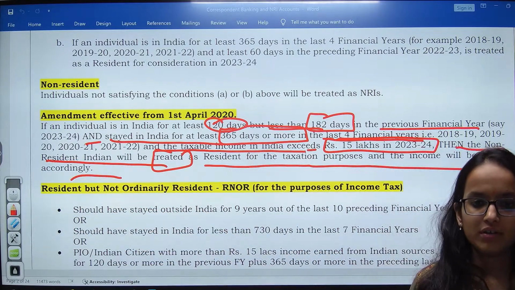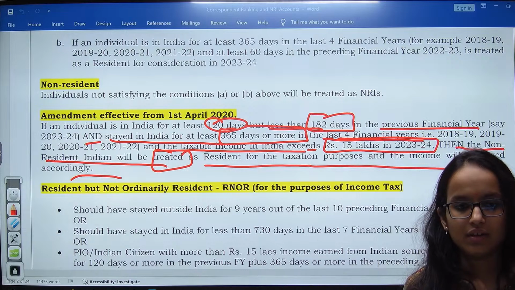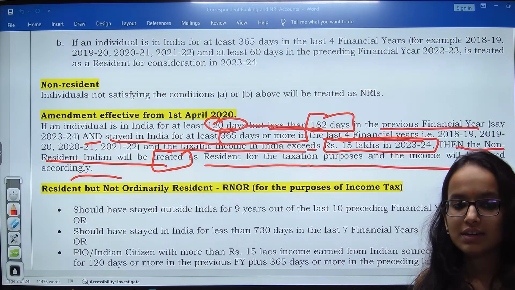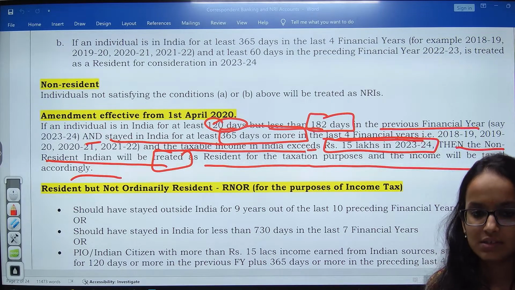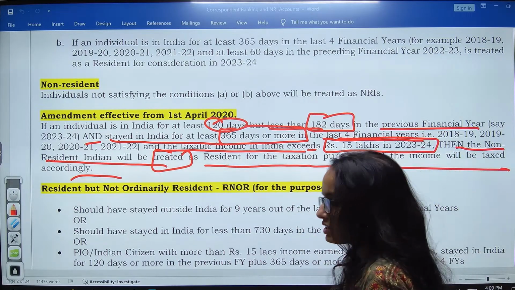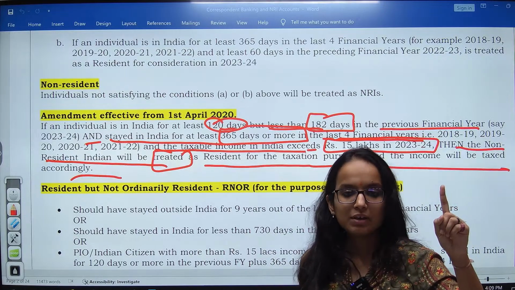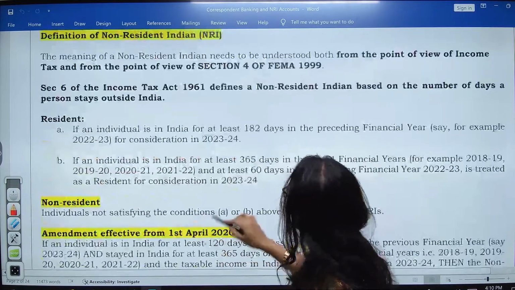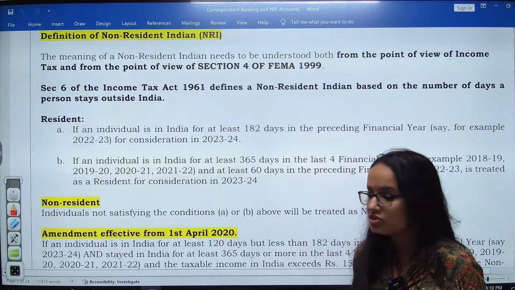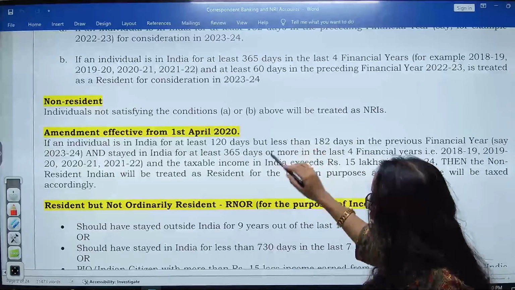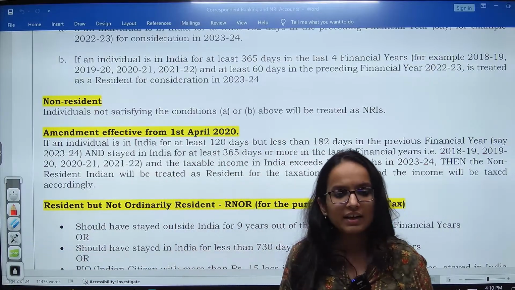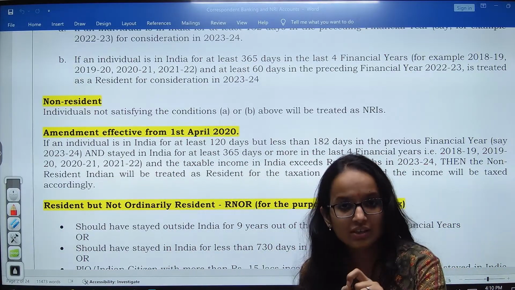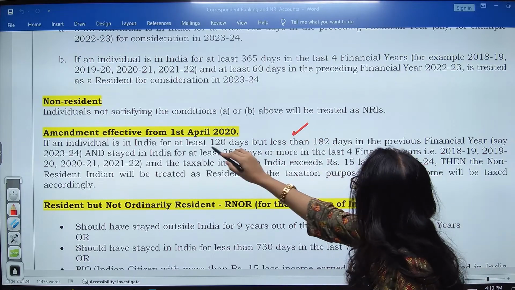Now this is important, right? So there were certain amendments done in this provision. In the above provisions, we have seen that the first criterion as per the Income Tax Act was that you at least have to live for 182 days in the preceding financial year. Here in the amendment, even if you are not residing for 182 days, but at least for 120 days, this change has been done.